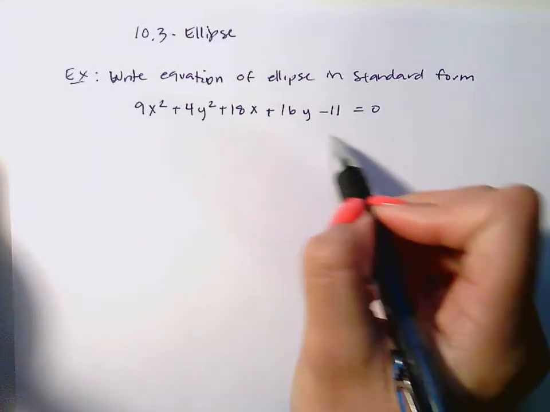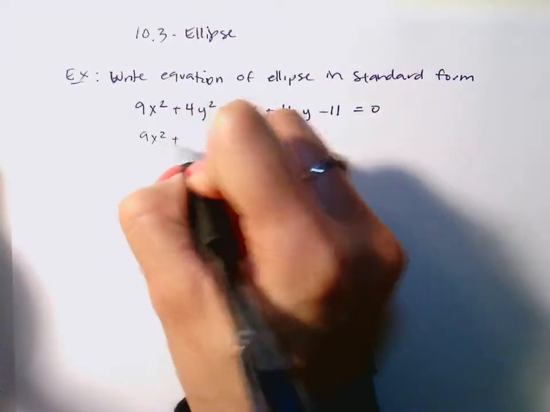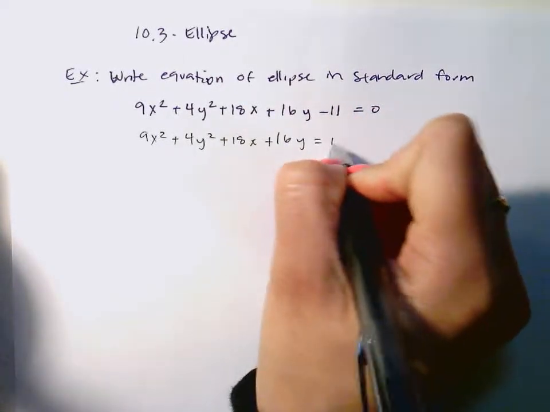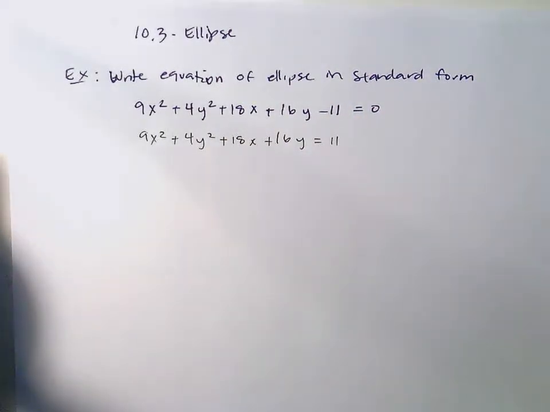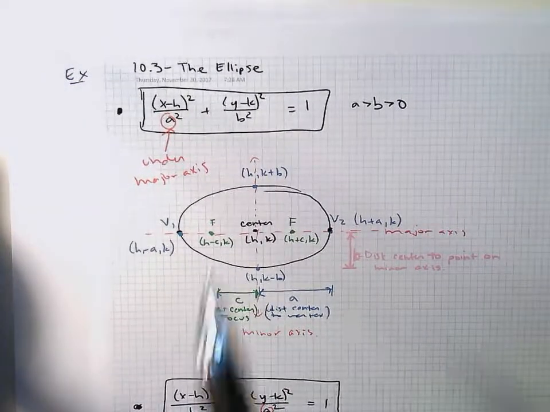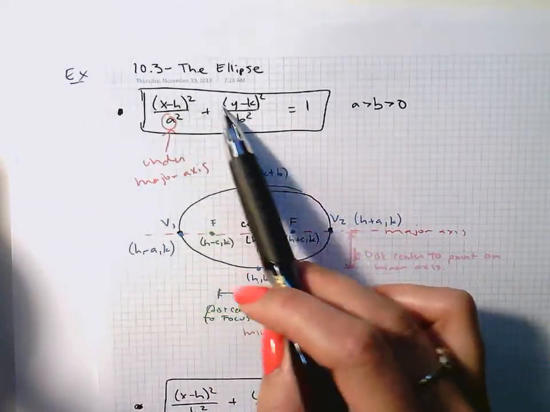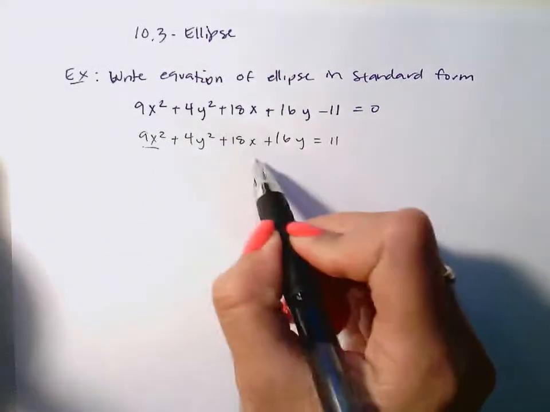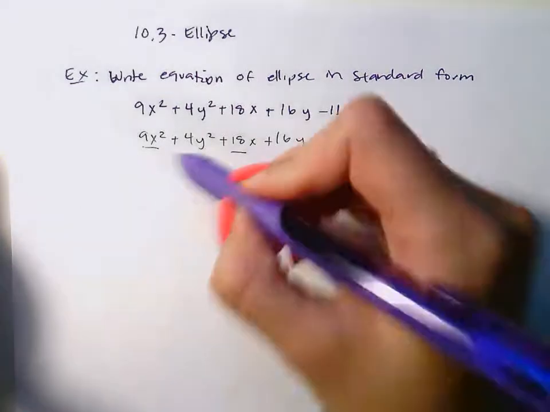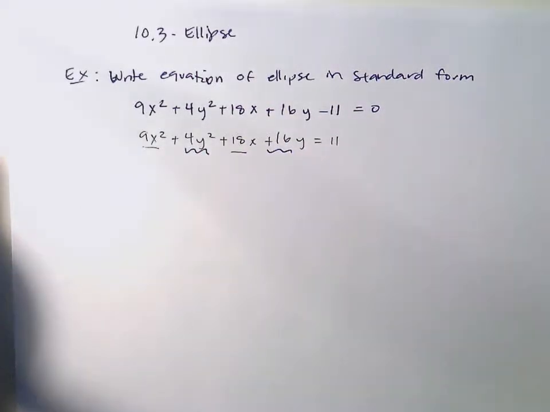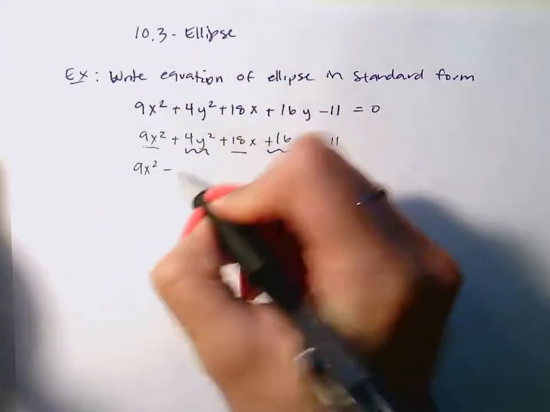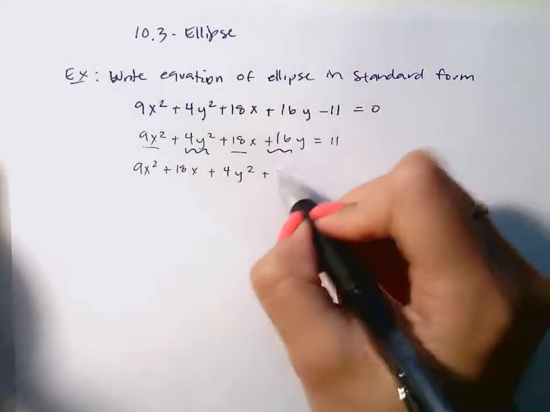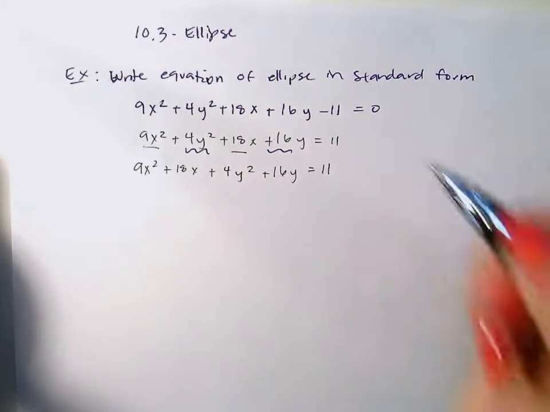So let's go ahead and move over that 11. We get 9x squared plus 4y squared plus 18x plus 16y is equal to 11. And in order to put it into one of these two forms, we're going to need to complete the square for the x's and also for the y's. So let's go ahead and take care of that first. I'm going to put all of the x's together, and then all of the y's together. So we have 9x squared plus 18x plus 4y squared plus 16y is equal to 11.